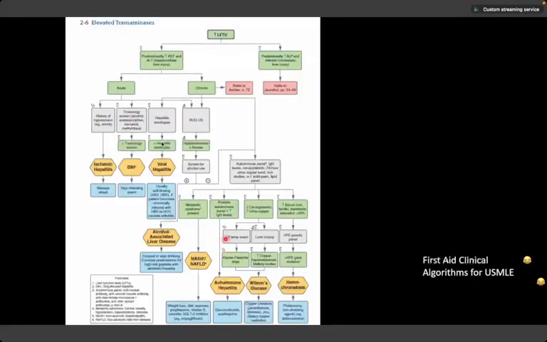Okay, guys, we're almost at the end of it. And this is basically one of the high impact slides. Okay, putting everything together. All right, elevated transaminase. Let's go. I'm sorry it's a bit small, but go with me as we go through this algorithm. So if you've got predominantly increased AST and ALT, so we're not talking about a cholestatic picture, we're talking about a hepatocellular picture here, right?